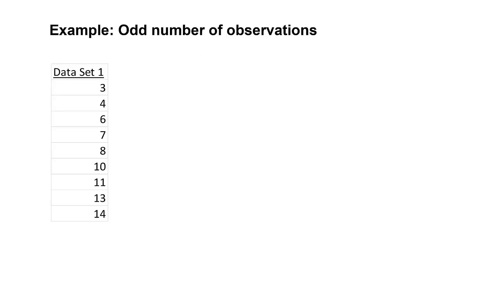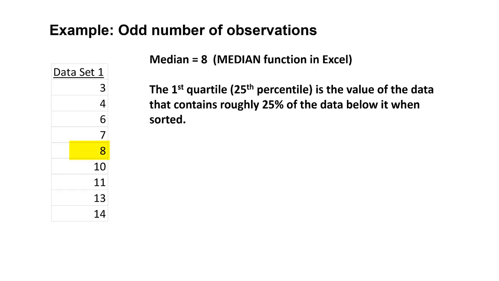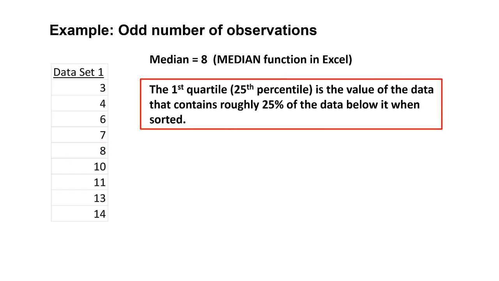So let's take a look at an example. This is where we might have an odd number of observations. We have a data set here: 3, 4, 6, 7, 8, 10, 11, 13, 14. So we have 9 observations. The median, which we've already talked about, can be obtained using the median function in Excel, and that's equal to 8.